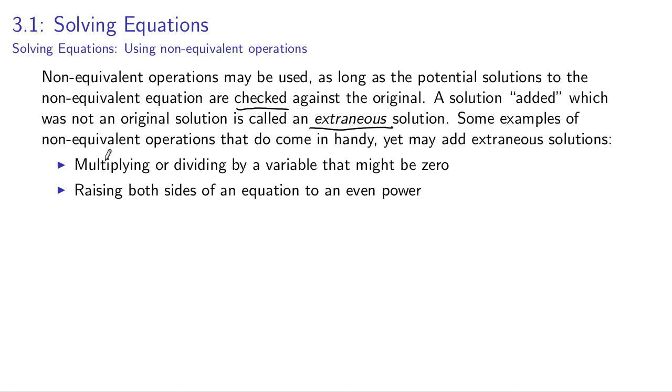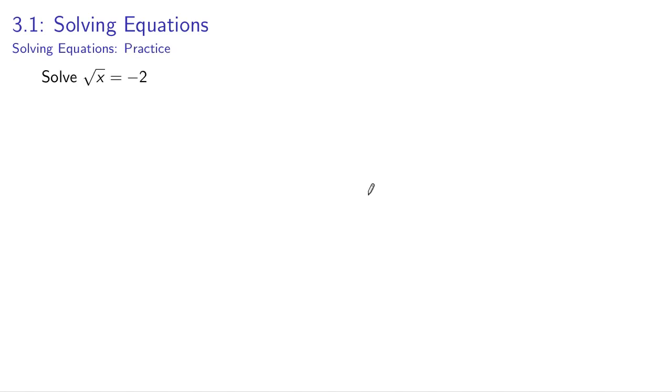Some examples of non-equivalent operations that we might use but may add extraneous solutions are multiplying or dividing by a variable that might be 0, or raising both sides of an equation to an even power. Both of these operations are not equivalent. We may end up creating new solutions that are not solutions to the original.